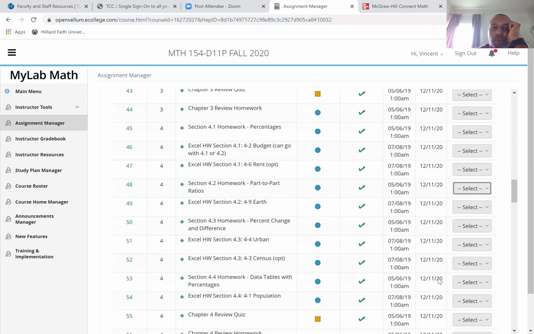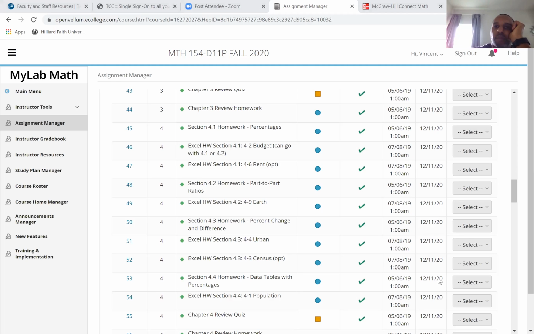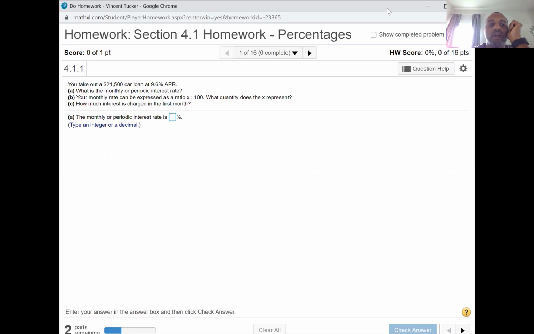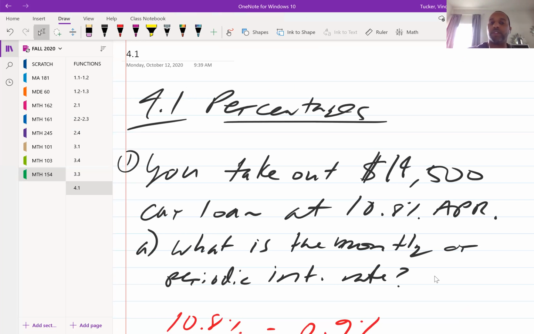All right, so your homework, and we go to 4.1. And here we go. It says you take out $21,500 in a car loan at 9.6% APR. Then they ask you the question. So my numbers are different in my notes, but I'm just showing you where I'm getting my problems from. There's right from the homework and all the good stuff like that. So let's go back. And just like before, we'll do a few out of each section. Not to do too many, but to do enough to get you going.